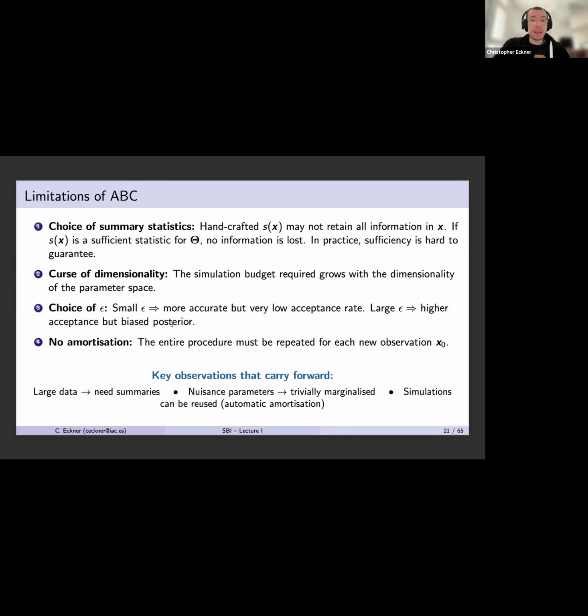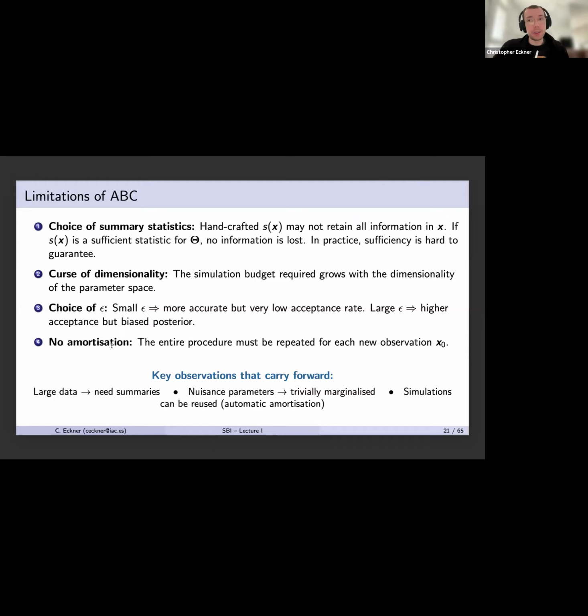Then this choice of epsilon is also kind of magic. You have to tune it such that you still have an accurate result. But if it is too narrow, you have a low acceptance rate, and you have to simulate so many times that this algorithm will never converge to anything useful. And if it's too large, you just retain too many different simulations that don't really look like the actual observation you made. And this doesn't help you at all. And this is also an important point.